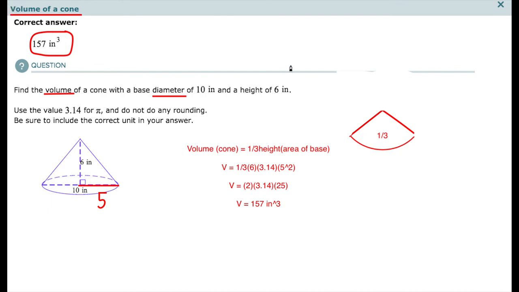Alright, so hopefully this makes sense and this helps you with the topic volume of a cone.